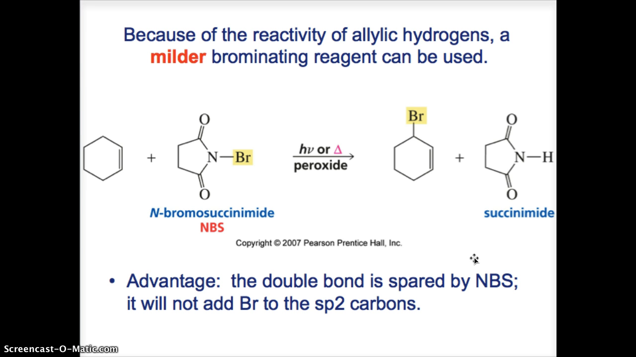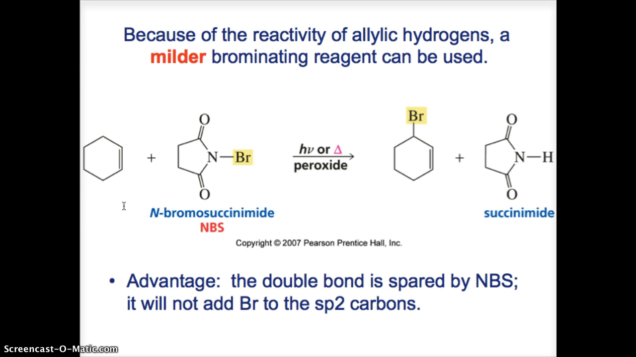Now, in radical substitution of the allylic hydrogen, because of the reactivity of allylic hydrogens, a milder brominating reagent can be used. And this is illustrating the use of NBS, N-bromosuccinimide. It has an advantage in that the double bond is spared by NBS. It will not add bromine to the sp2 carbons on this cyclic alkene.